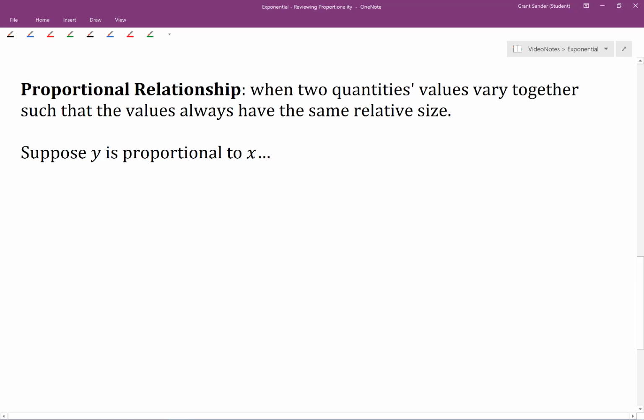Then, a proportional relationship is a relationship where two quantities' values vary together such that the values always have the same relative size. So suppose y is proportional to x. This means that the size of y relative to x is constant. And we can represent the size of y relative to x, or the measure of y in units of x, using the fraction y divided by x. And since y is proportional to x, this relative size is constant, or this ratio is equal to a constant number c. We can also think of this as y being a constant number of times as large as x. And so y is equal to c times x, where c again is a constant number.